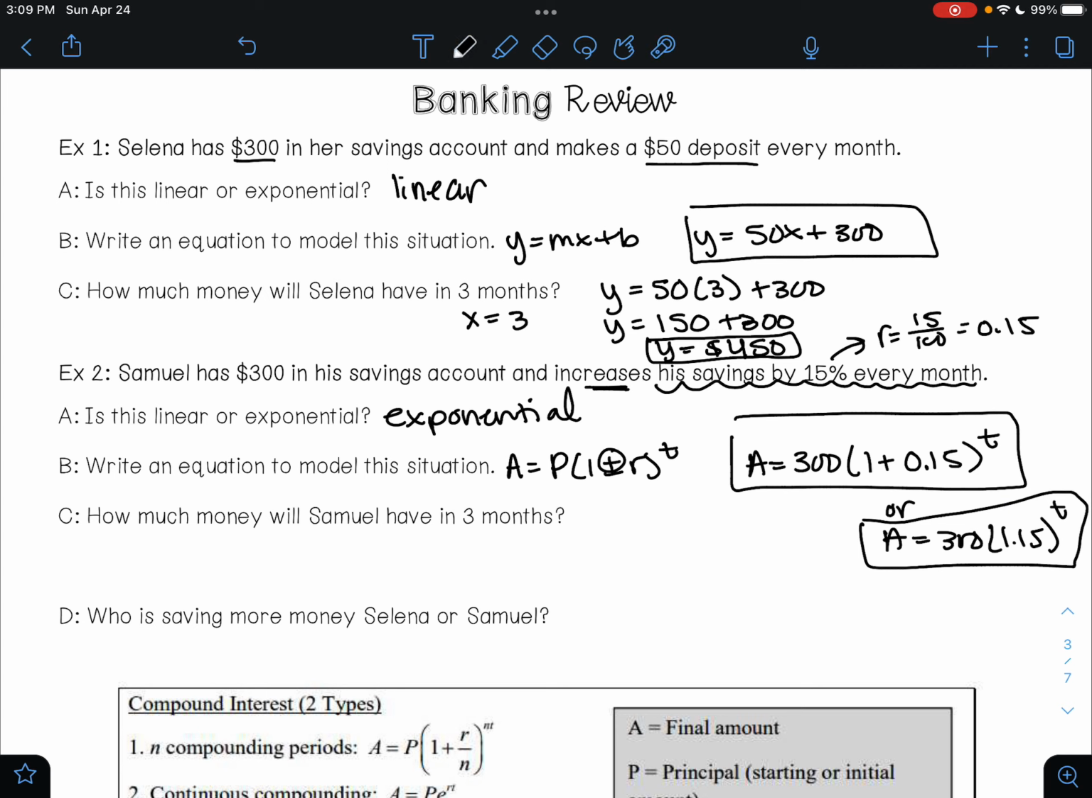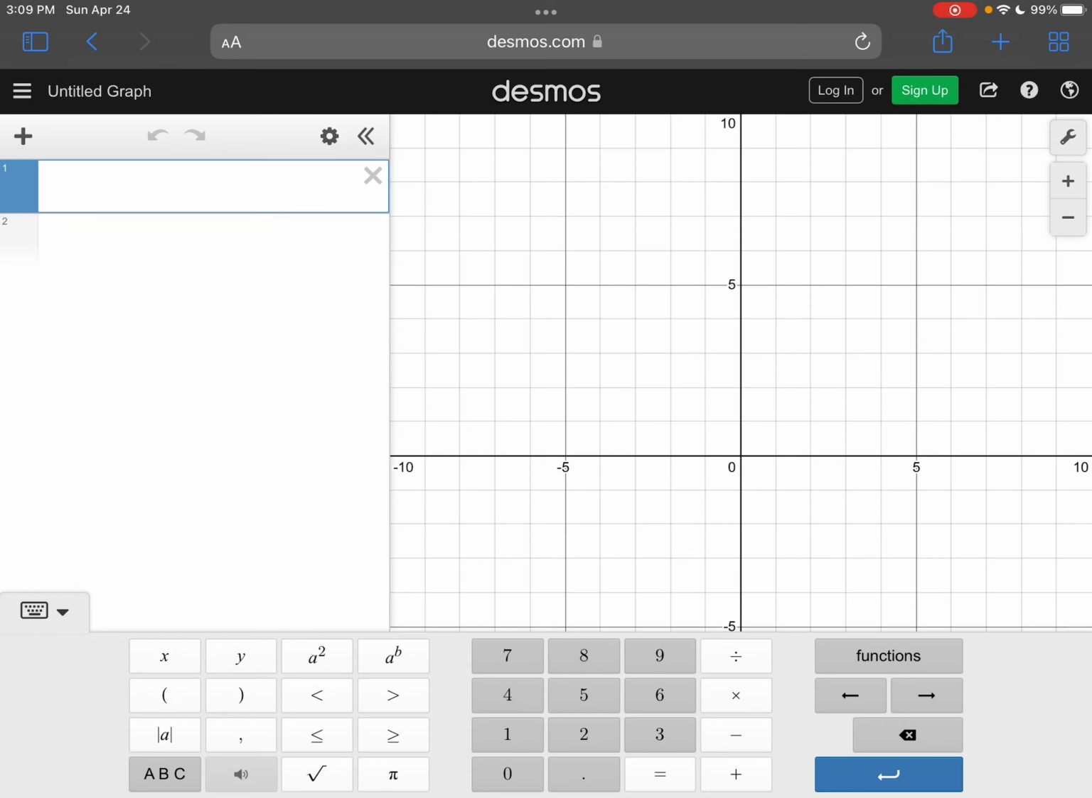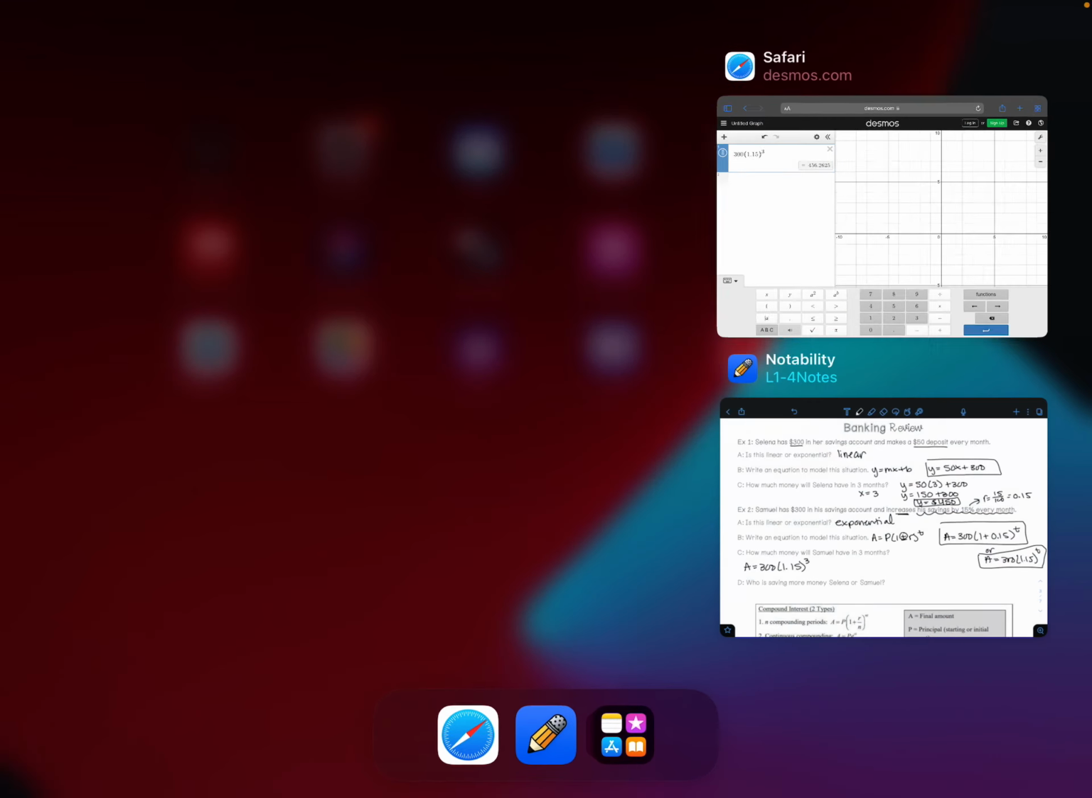Part C says how much money will Samuel have in 3 months? So I'll have A equals 300 times 1.15 raised to the third power. And if I do that in Desmos, let's see, I'll have 300 times 1.15 raised to the power of 3. We're talking about money. Money has 2 decimal places. So if I round this to the nearest hundredth, I'll have $456.26.